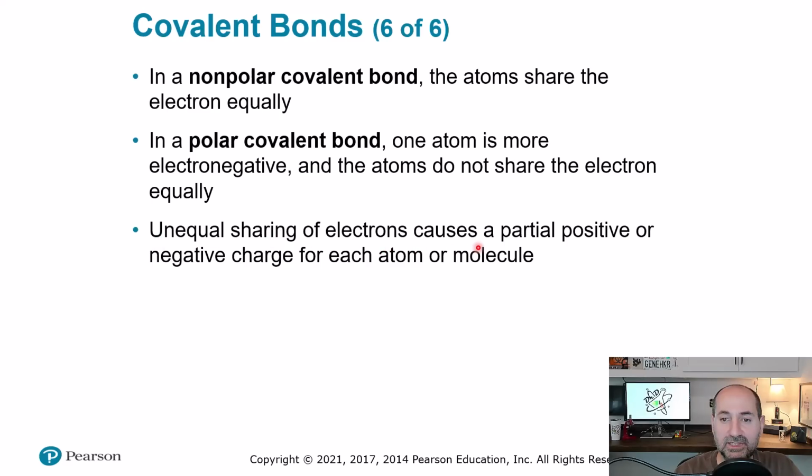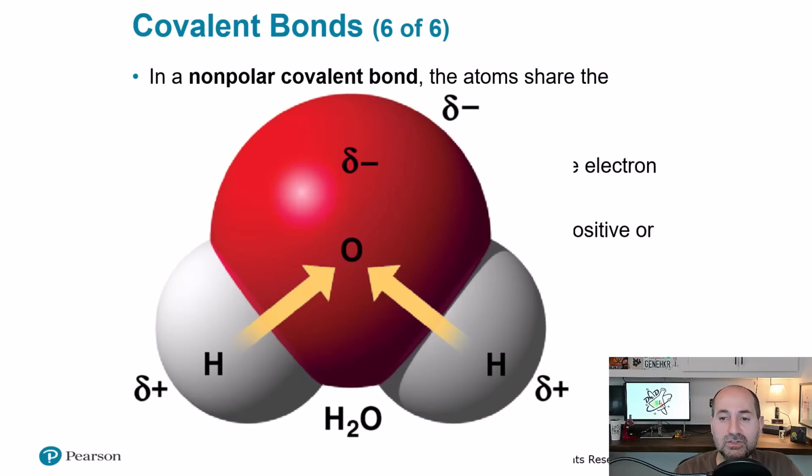Unequal sharing of electrons causes a partial positive or negative charge for each atom or molecule. Remember, for example, in water, oxygen was left with a partial negative charge because oxygen is more electronegative, while the hydrogens were left with a partial positive charge because they are less electronegative.